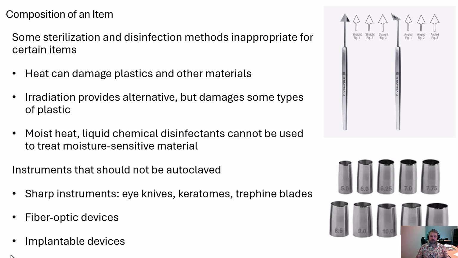Fiber optic devices, a lot of times they'll have kind of a rubber or plastic sleeve. Okay, same thing with implanted devices. A lot of these things, they have to be chemically disinfected. And there are some chemicals that we use that are sterilants. So keep in mind, it's not just high heat, high pressure, that kind of thing that can sterilize. There are chemicals that can and do sterilize.